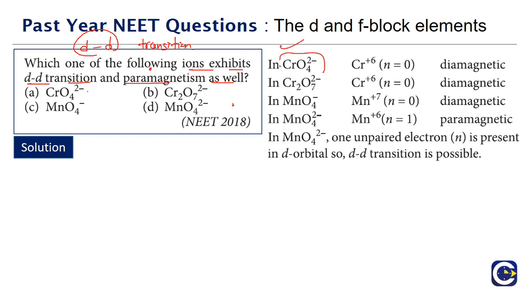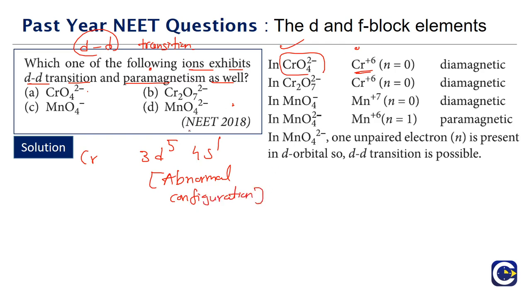ions given to us, CrO4 2 minus. What is the chromium oxidation state here? Plus 6. What is the chromium normal electronic arrangement? 3d5 4s1. It is the abnormal electronic configuration. If 6 electrons are removed, then all the 5 electrons from 3d will be removed and 1 electron from 4s is also removed. Means the number of electrons remaining is what? 0. The number of unpaired electrons is what? 0. Which means it is going to be diamagnetic, or not paramagnetic.